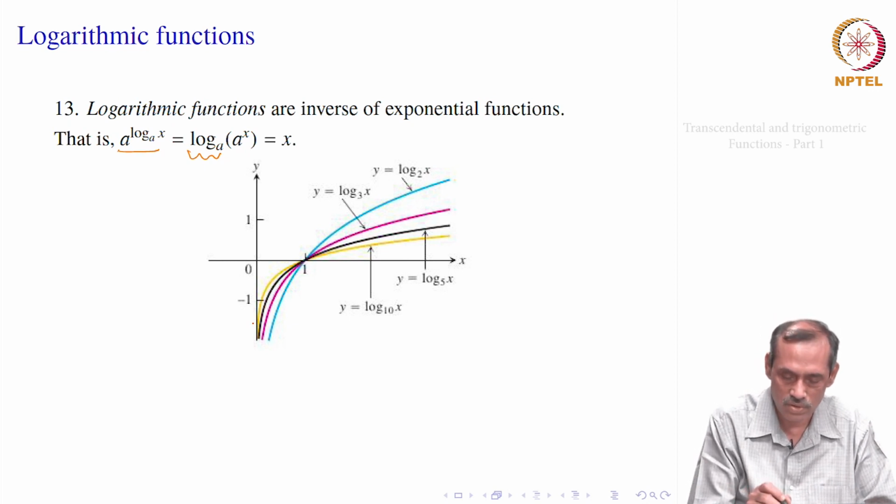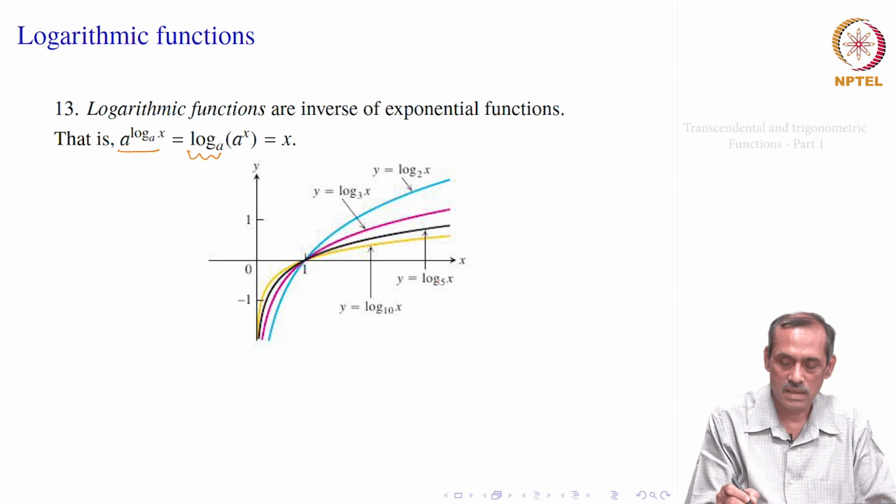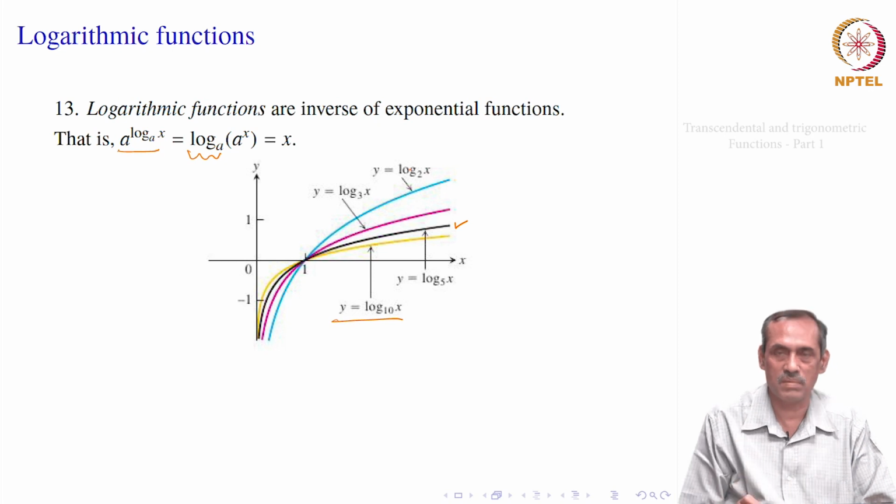So, that is how it looks. Let us look at the yellow curve. That gives you log to the base 5. That is, if you take 5 to the power x instead of x, then you would get x. Similarly, everything has to be interpreted. So, the yellow one is really log to the base 10, and the black one is log to the base 5, and the magenta one is log to the base 3, and the blue one is log to the base 2. That is how the curve should look.